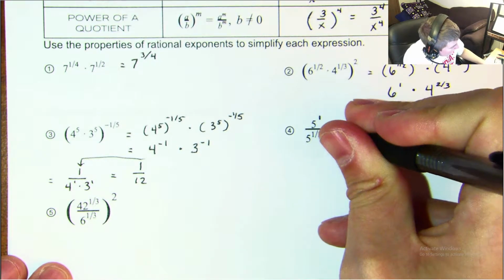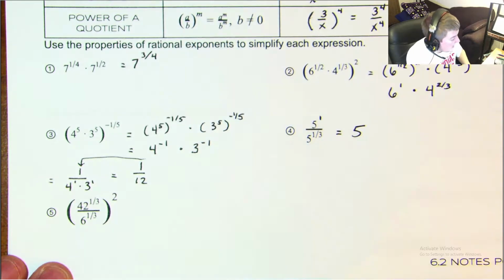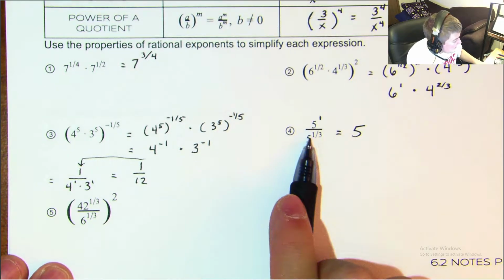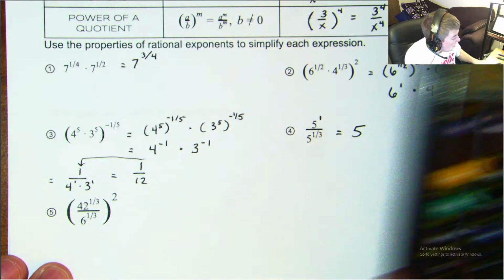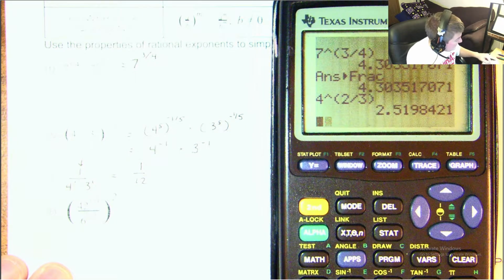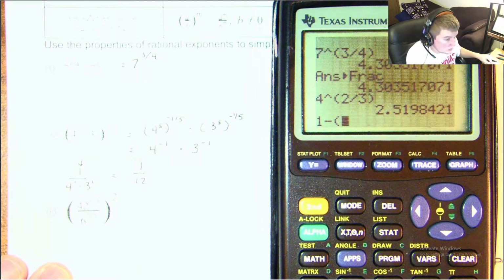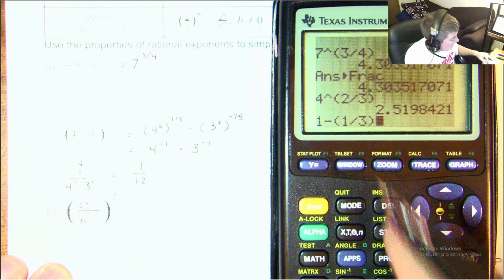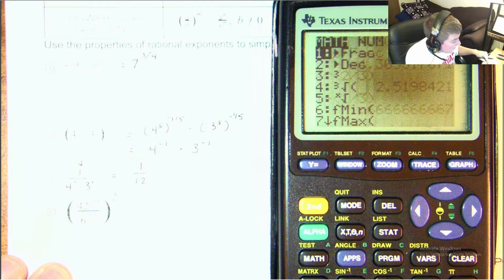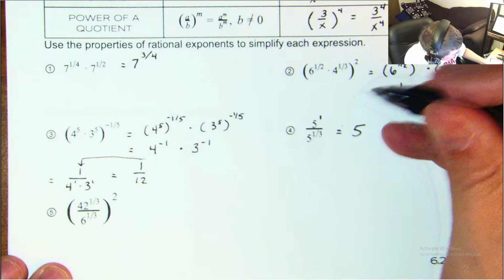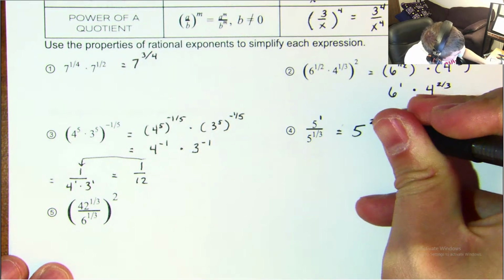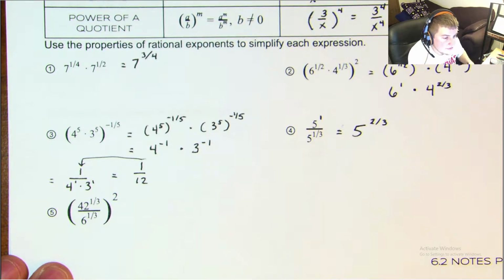Okay, so now we can just go ahead and subtract. We have the same base to a power and we're dividing. That means I can just subtract the exponents because the bases are the same. All right, so if you're not fantastic with adding and subtracting fractions, you can take 1 and subtract 1/3. And when you get your answer, you can go to math fraction, and it will simplify it for you. So we get 5 to the 2/3 power.